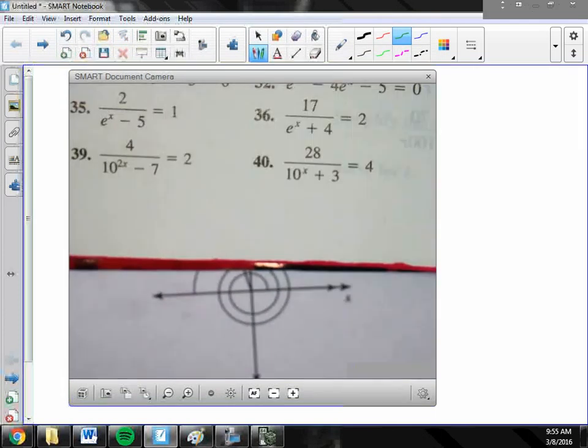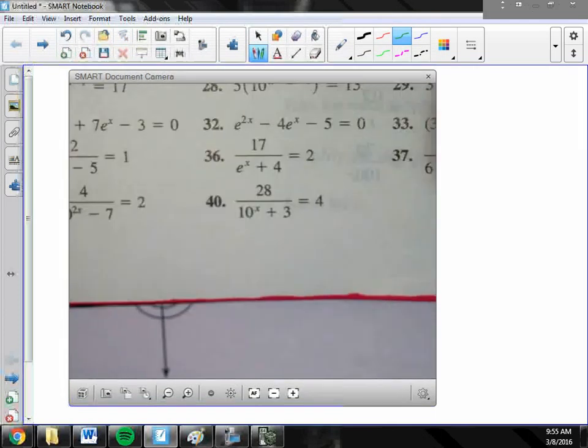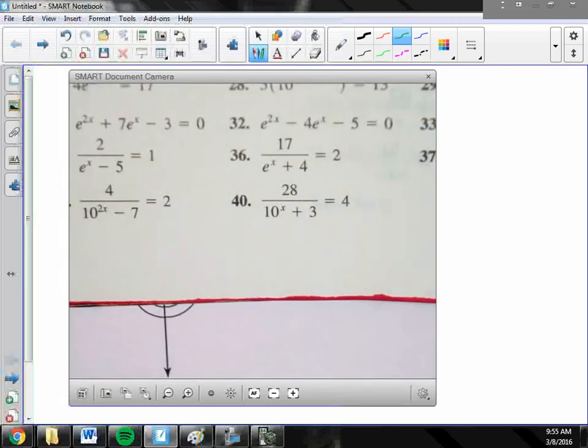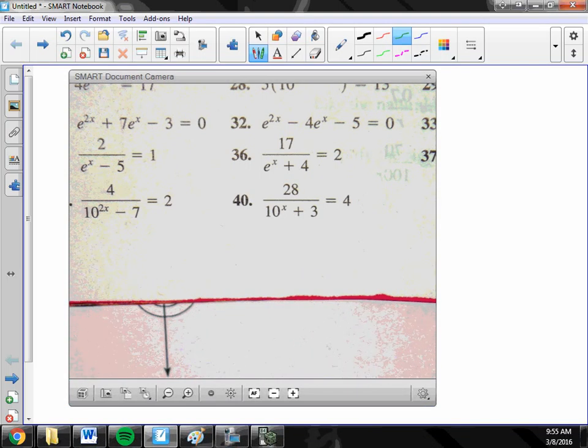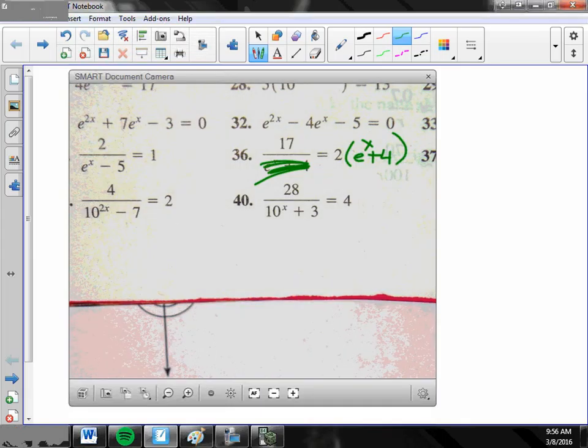Okay, 36. What would you do for 36? You can only natural log both sides once you've isolated the e to the x. So we're going to multiply e to the x plus 4 to the other side. Now, we have to make sure that the bottom is never 0. So that's something to think about. When you move a variable off the bottom, you have to make sure that it's never 0.